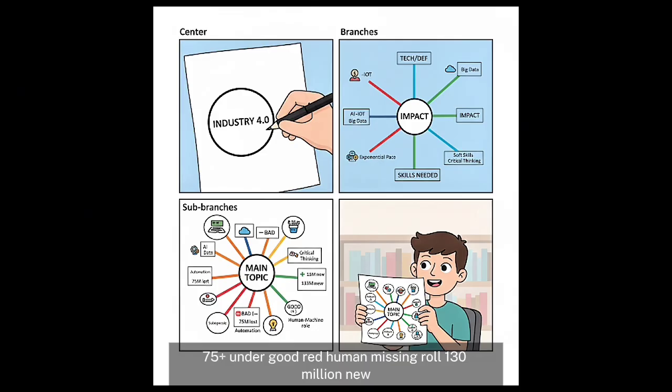First step: in the center, in the middle of the page, draw a circle. Write the main topic, Industry 4.0. The second step is branches. We need main branches for the big ideas. Based on the text, what are the main categories? Definition, impact, and solution. The third step: draw 3 thick branches radiating out. Label them as stage or depth, impact, skills needed.